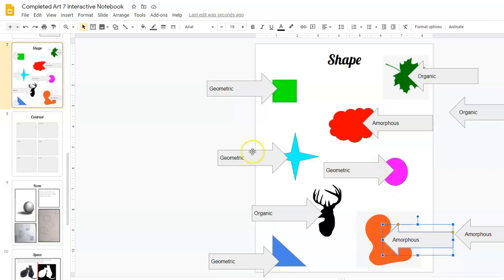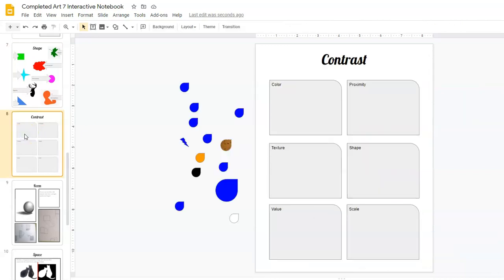And those are our notes on shape, so now we're ready for contrast. When we look at contrast, we're going to look at 6 different ways of creating contrast. You can create contrasts of color, contrast of proximity, contrast of texture, contrast of shape, contrast of value, and contrast of scale. When you think contrast, you want to think opposites. So 2 things that are opposite each other.